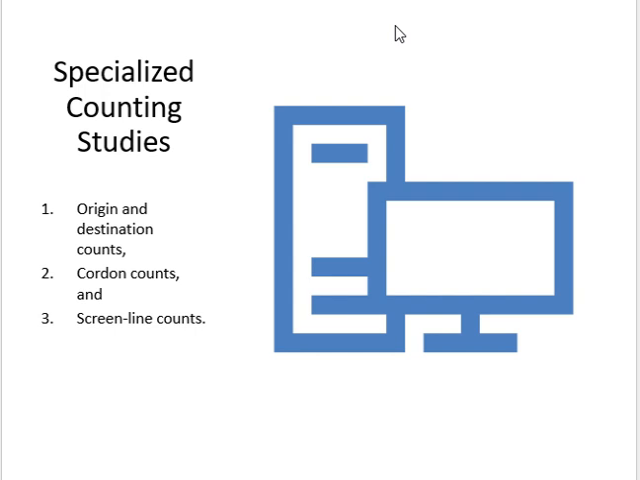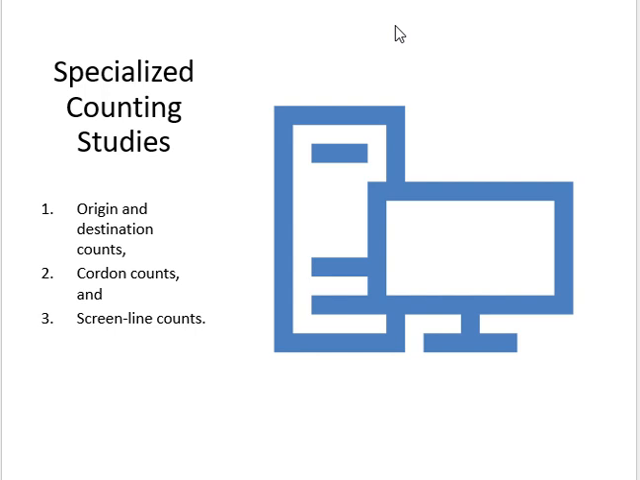There can be many types of specialized counting studies. We will discuss 3 of them: origin-destination, coordinate counts, and street line counts. The first and the third are similar to each other. We'll come to it. So we start with origin and destination.